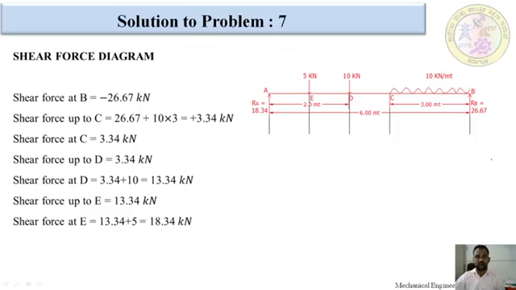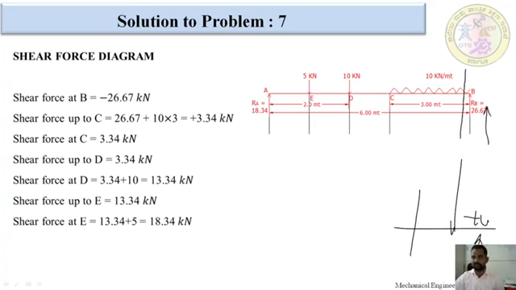First of all, how much are the reactions? At B point, RB is 26.67, and RA is equal to 18.34. First of all, we are going to start from the right side, taking the section at the right corner. From right to left, in shear force calculation, upward force is taken as negative and downward force is taken as positive. I am going to take the section over here only.